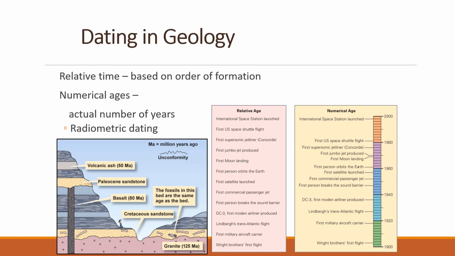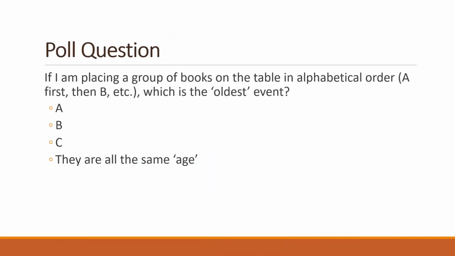So both are useful. Sometimes we'll put things into order and we might have an exact age for one or two of the events, and that's helpful, but we won't always have an exact age for all of the events. So again, we're starting with this relative dating.